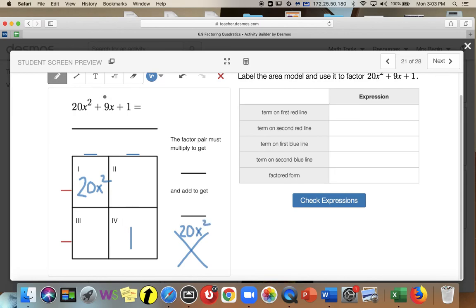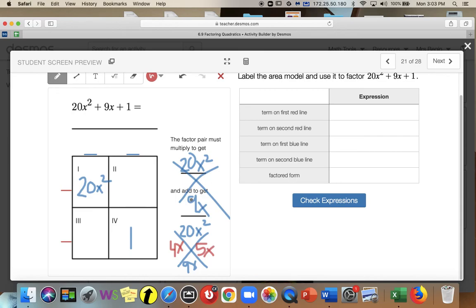That adds to the middle number, and here the middle number is 9x. Okay, so there's my diamond problem. Again, to get the top number, we multiply the 20x squared and the 1, so I have to multiply to 20x squared that add to our middle number, 9x. Let's factor it. What multiplies to 20, that adds to 9? That would be 4x and 5x.